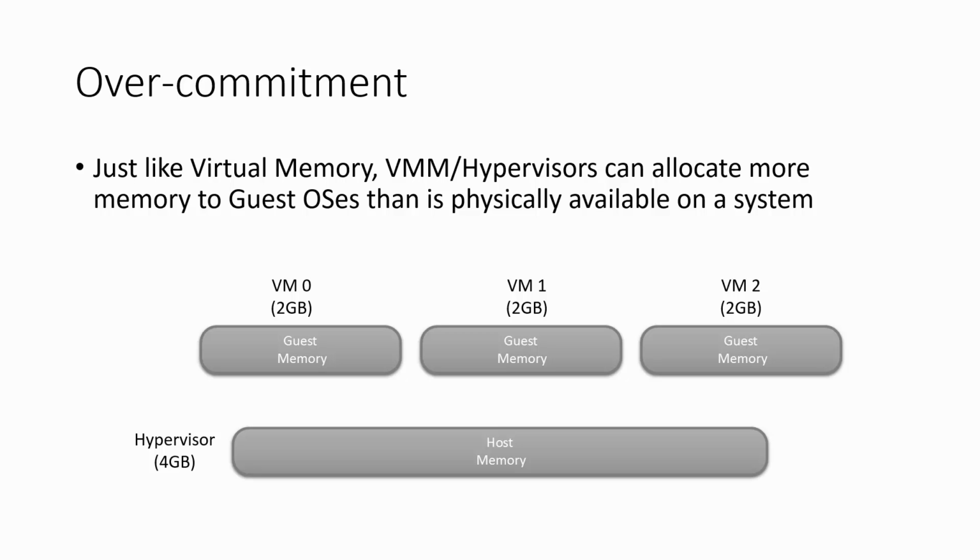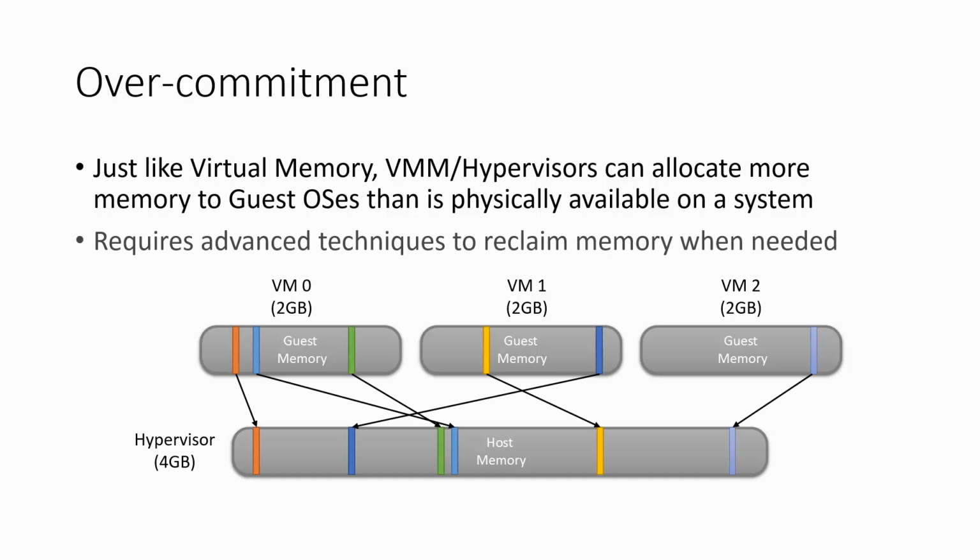Now, the hypervisor only has 4 gigabytes of memory available, but we have allocated 2 gigabytes of memory to each of the VMs. Now, this is possible, but you have to have advanced techniques to reclaim memory when needed, especially when there is pressure on the memory. So we'll look at 2 advanced techniques that are employed by VMware's ESX hypervisor. The first is the transparent page sharing technique. This is supported in ESX.